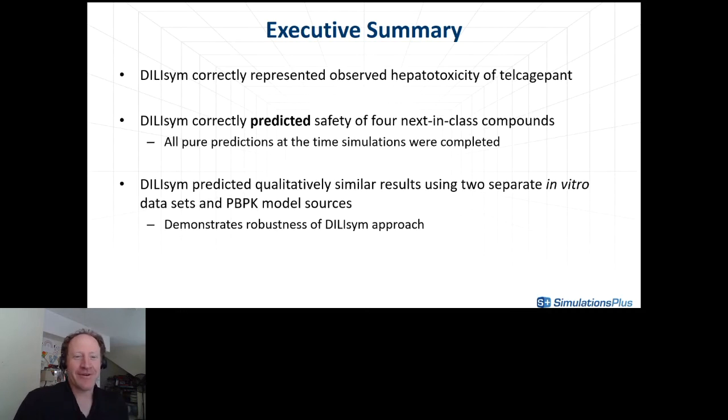So the executive summary here: we correctly represented the observed toxicity of telcagepant. We correctly predicted the safety of the 4 next in class compounds compared to telcagepant. Again, all of those were pure predictions. We didn't have the clinical data for comparison at the time. We came up with similar results despite 2 very different data sets and PPK model sources, in the cases of telcagepant and Nobuyaku Japan. And that demonstrates that the DILIsym approach is robust, it's predictive, and it's good for ranking compounds in this sort of way.